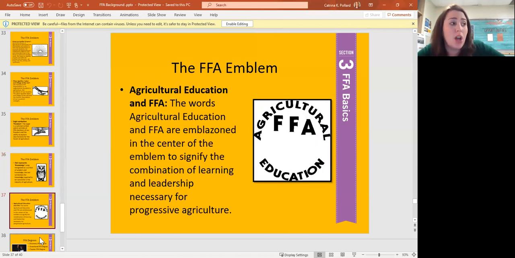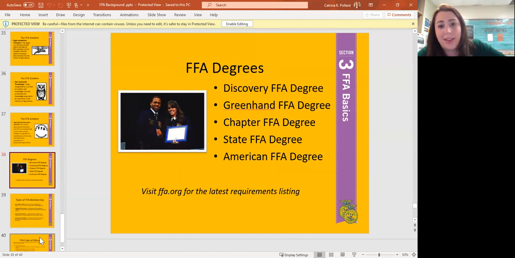And then the words symbolize that it is an intracurricular organization. They go together. Can't have one without the other. All right, so talking about degrees.